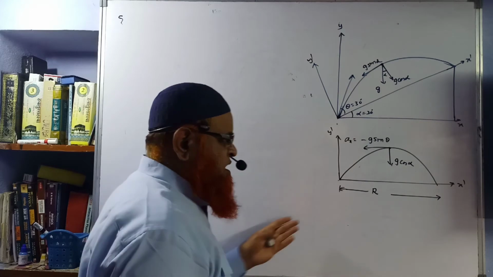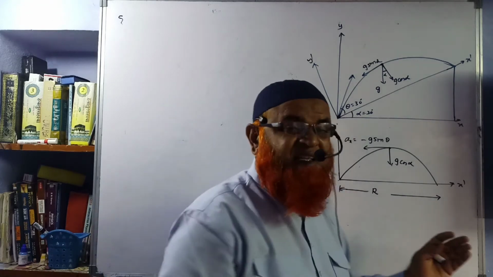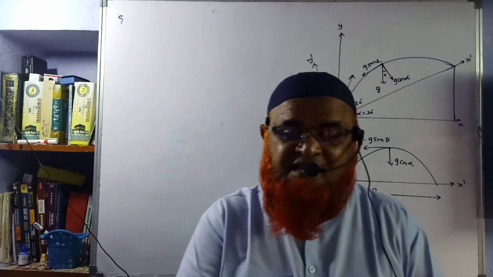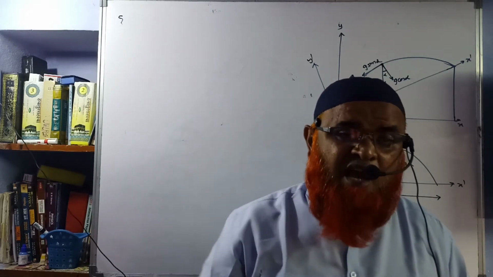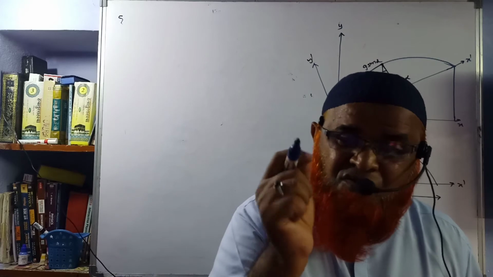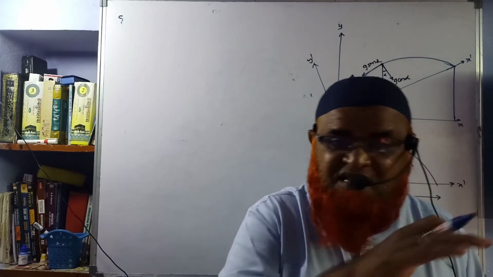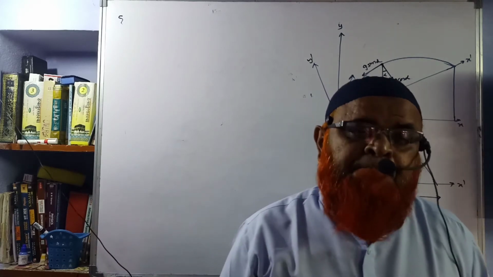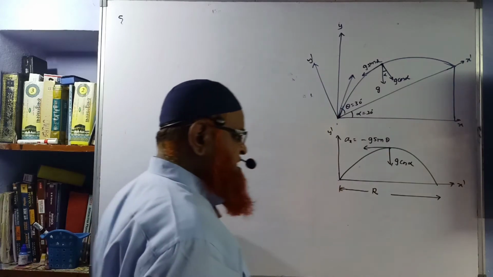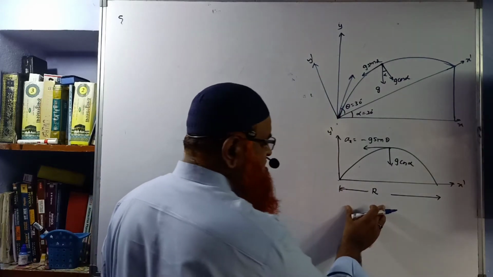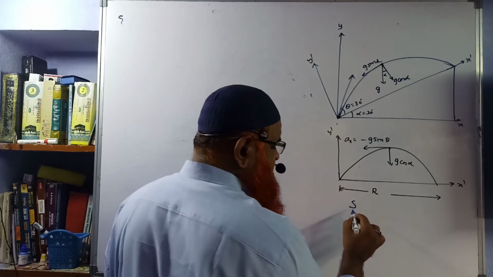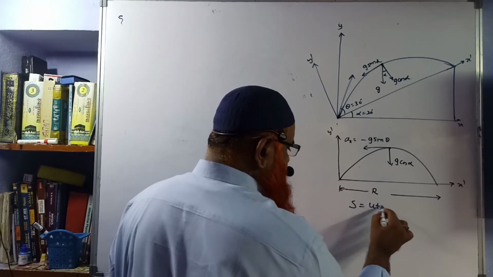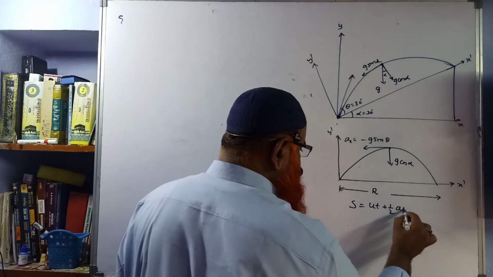So you all know that range is considered along the x dash axis. Time of flight is considered along the y-axis. Maximum height is also considered along the y-axis. But what about the range? Range should be considered along the x-axis. So how are you going to find out the range along the x-axis? If you are going to consider the range, the formula is the same one: s is equal to ut plus half at square.